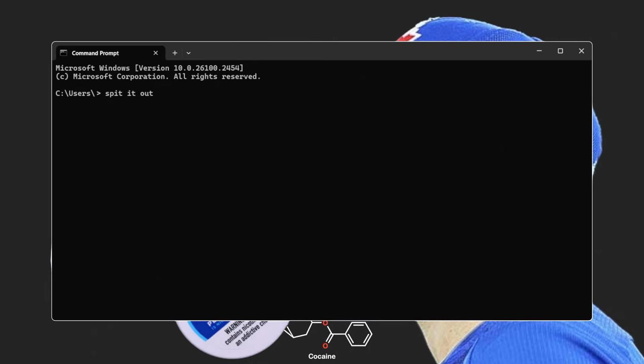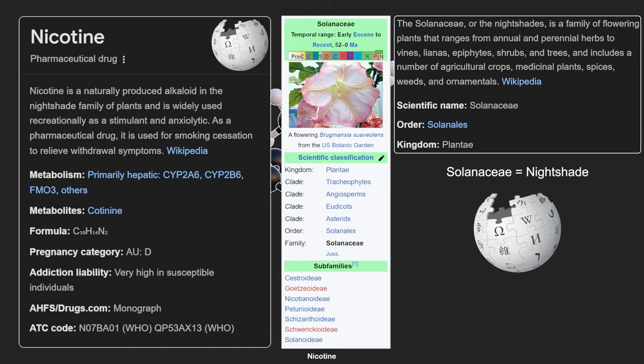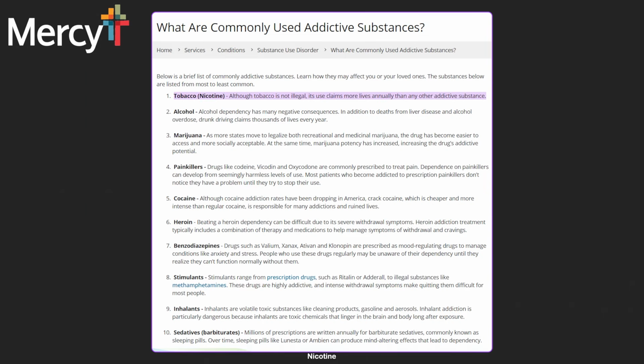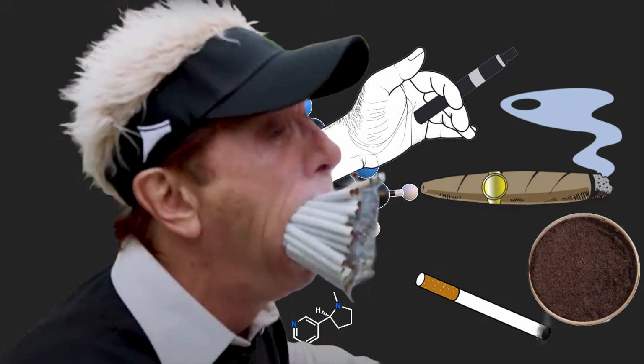That's a command. Nicotine. Nicotine is a naturally produced alkaloid in the nightshade family of plants, primarily tobacco. It is one of the most widely used and addictive substances in the world, primarily consumed through smoking, such as cigarettes and cigars, vaping, and chewing tobacco.